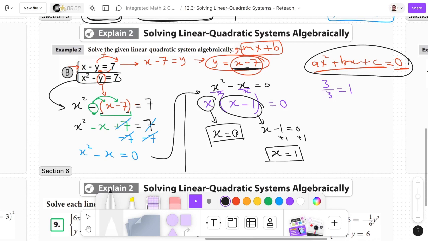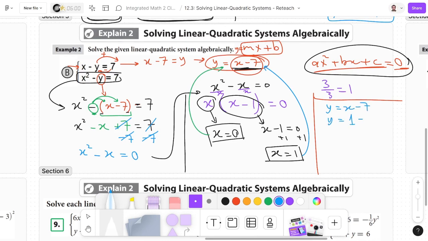Now, after we found the x values, we need to substitute these x values in the linear equation. So we need to substitute this x here in the equation. Sorry, again, not this one. We have to substitute these x values in this equation. Let's start with the blue one, x equals 1. So now y equals x minus 7. So y is equal to 1 minus 7, which is equal to -6.